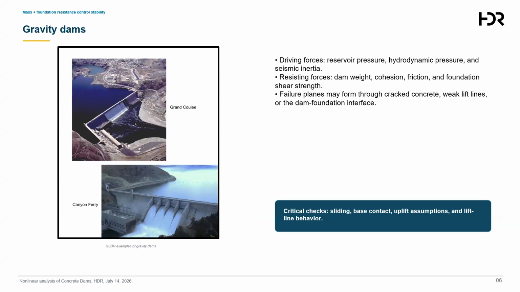As mentioned, gravity dams rely on their self-weight. So when we analyze a gravity dam, we are asking whether resisting forces, which are mainly achieved by weight, friction, cohesion, and foundation shear capacity, are enough to balance the driving forces. For this type of dam, the failure planes may develop through the cracked concrete, weak lift lines, or dam foundation interfaces. So we should be careful about these failure planes.